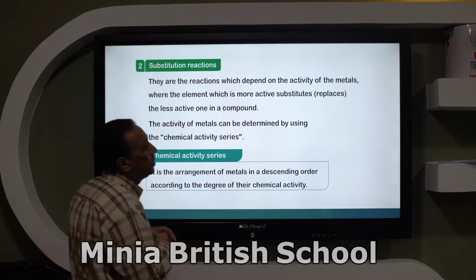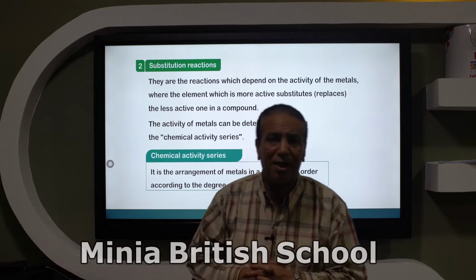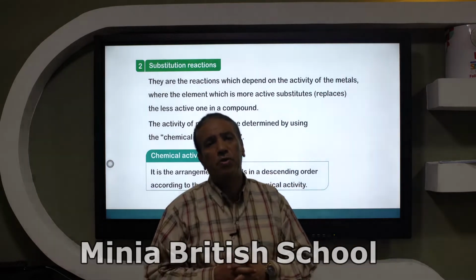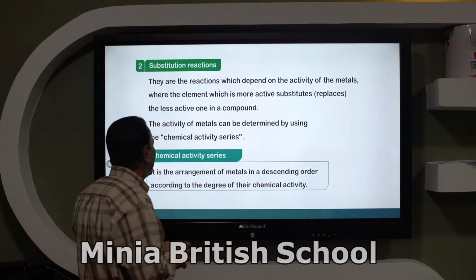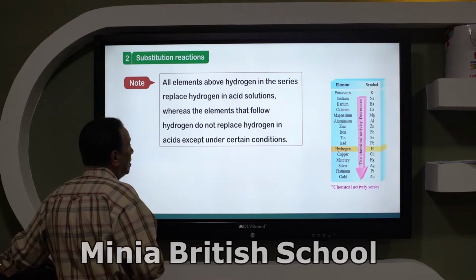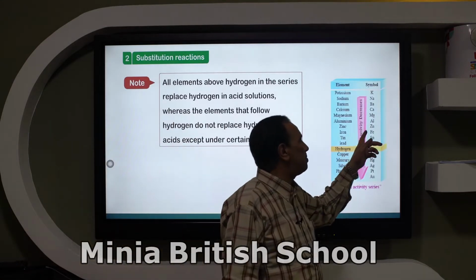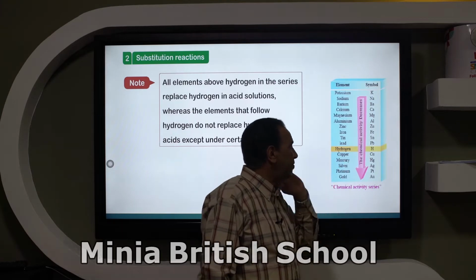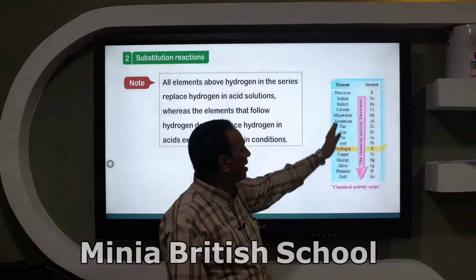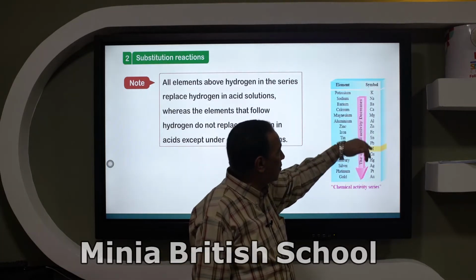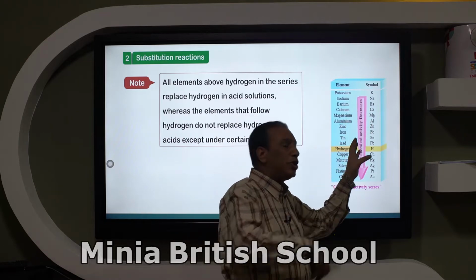This depends on the chemical activity series of the elements, CAS, the arrangement of the elements in descending order according to their chemical activity. And this chemical activity series: potassium, sodium, barium, calcium, magnesium, aluminium, zinc, iron, tin, lead, hydrogen, copper, mercury, silver, platinum, gold. This is the chemical activity series. Each element before the other elements in the chemical activity series is more active than it, and they can replace it in its solution.